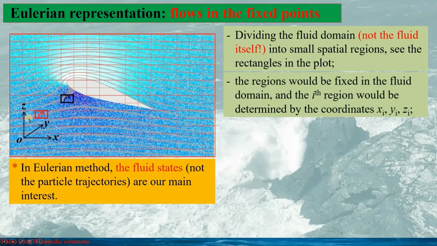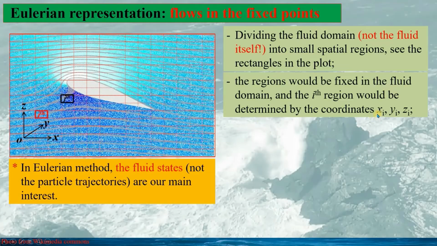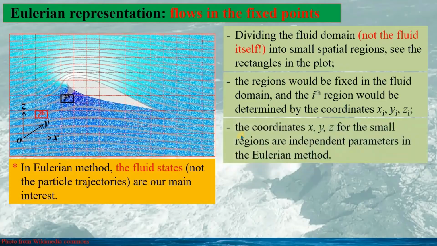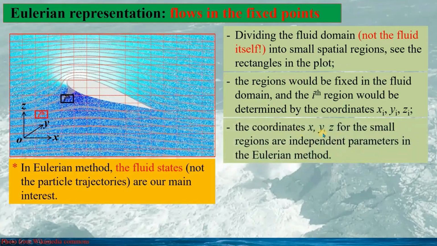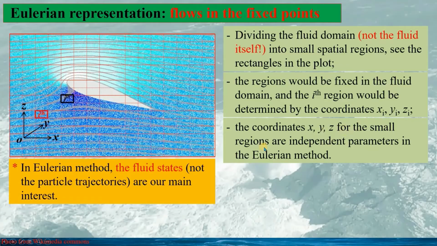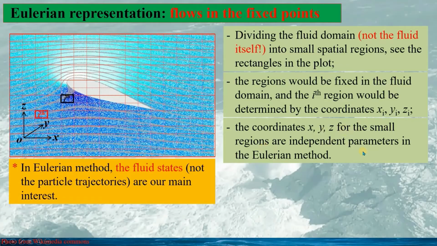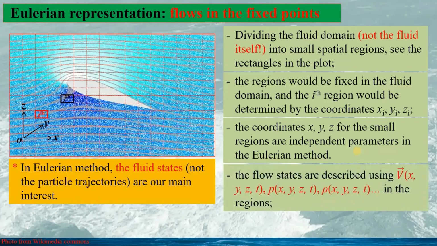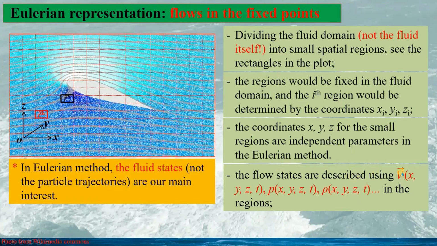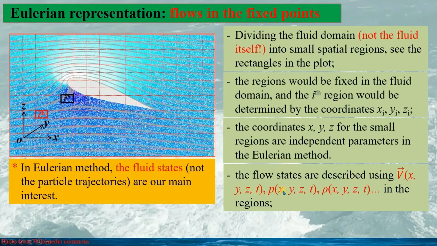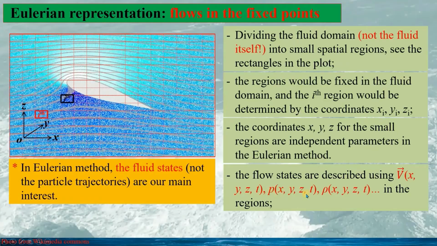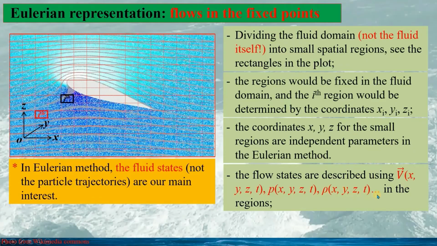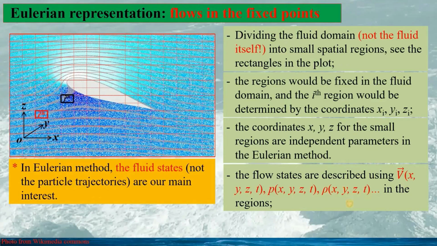For instance, the ith region would be determined by its coordinates xi, yi, and zi. And the coordinates x, y, and z for the small regions are independent parameters in the Eulerian method. The fluid states are described using the vector v(x, y, z, t), or p(x, y, z, t), or rho(x, y, z, t) in the regions.